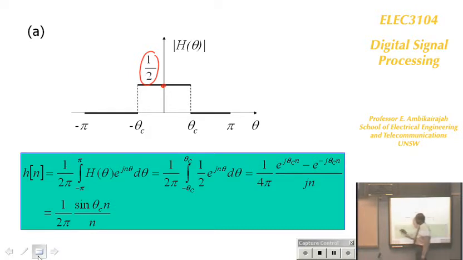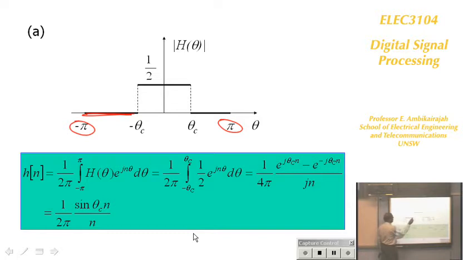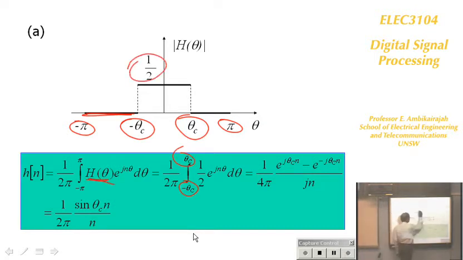The inverse discrete time Fourier transform tells you that h[n] is equal to 1 over 2 pi, integral from minus pi to plus pi of H of theta e to the j n theta d theta. Don't forget this is plus here. Now I substitute: the integral doesn't go from minus pi to plus pi because the rest is all zeros, so it goes from minus theta c to plus theta c, and the magnitude is half, so half is here, and e to the j n theta.